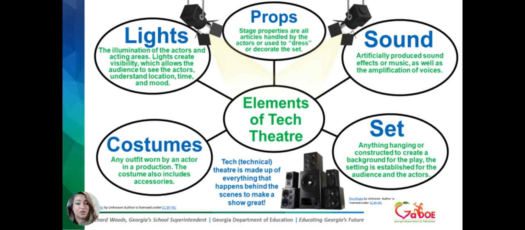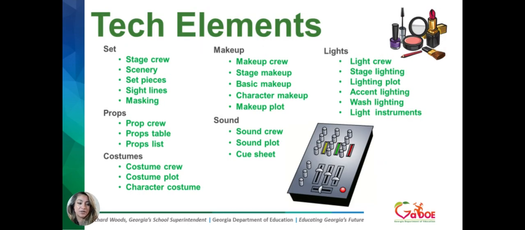When it comes to sound, we're talking about artificially produced sound effects or the music. And we're also talking about our mics, when we use the mics to amplify our voices to be heard. When we're talking about set, we are talking about anything hanging or constructed to create the background for the play. The setting is established for the audience and the actors as well. So now that we have defined our technical theater elements, we're going to dive deeper into those.